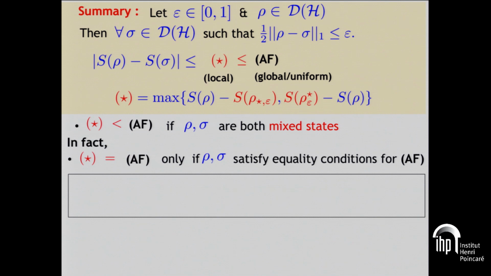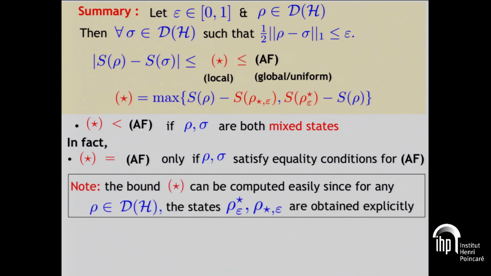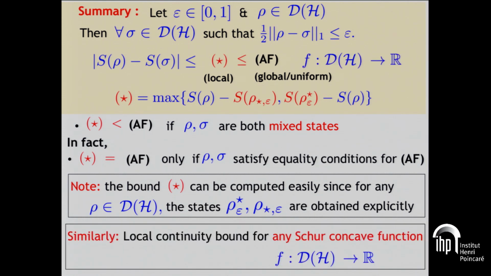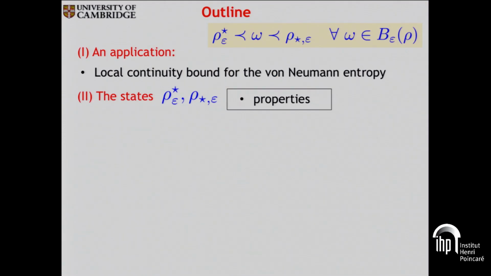Now, what is nice about this bound is, as you will see, these two states that I talk about can be computed explicitly. So you can find this bound very easily. And this is not just a continuity bound for the von Neumann entropy only. We can replace the von Neumann entropy by any Schur concave functions, and we get a local continuity bound from our majorization relation. Okay, so let's go to the next bit.